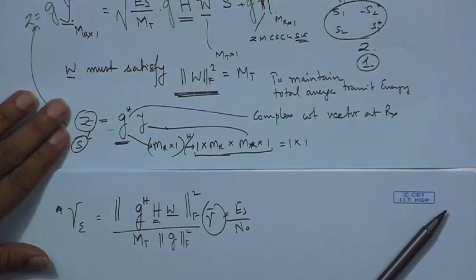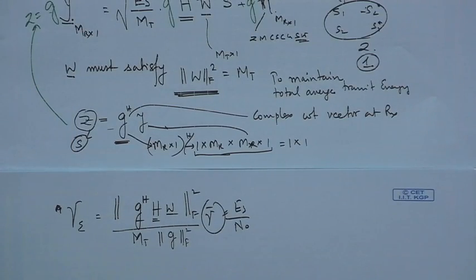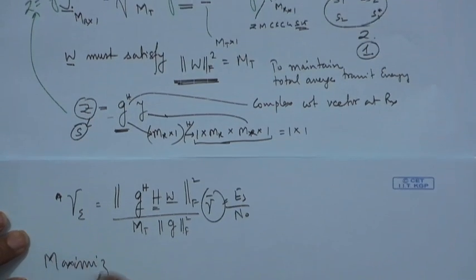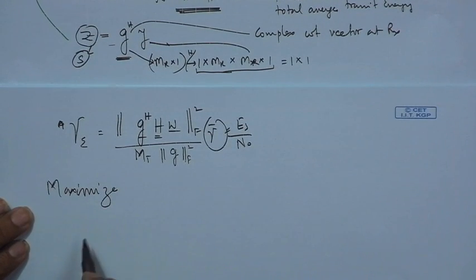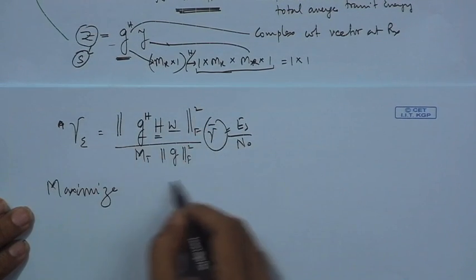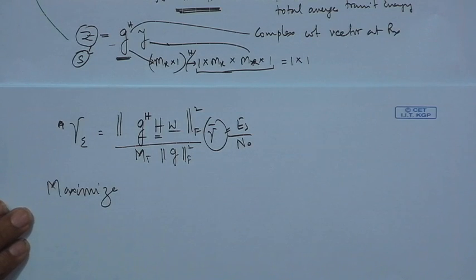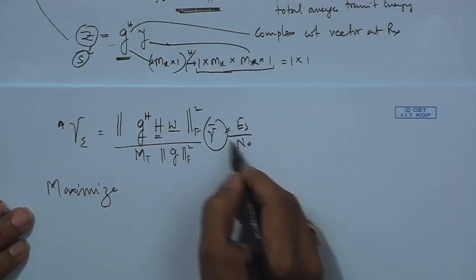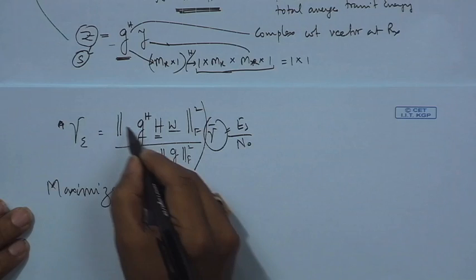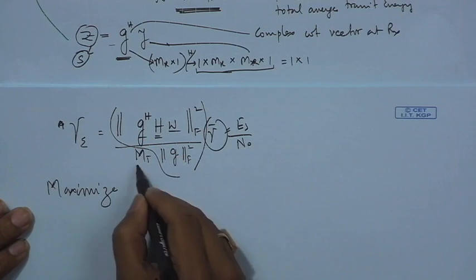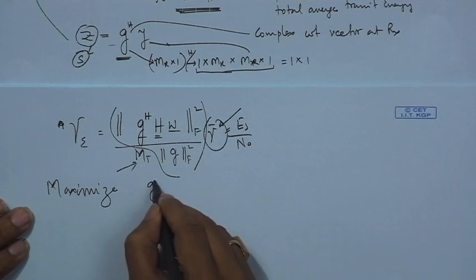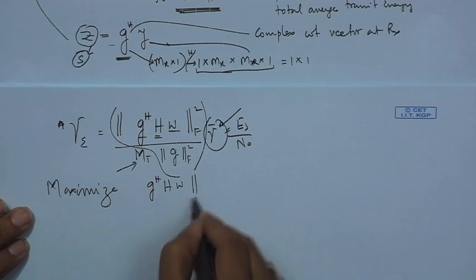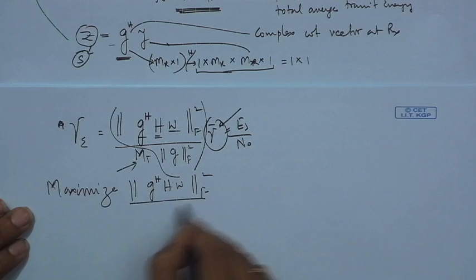So therefore we move on with our expression that we have here. So we have to maximize the SNR at the receiver. So maximizing the SNR is equivalent to maximizing this particular expression, because this is Es by N naught. We don't have much to do with it, so we have to focus on this expression, because this also we can't do much with. So you have to maximize the Frobenius norm squared of G Hermitian HW.